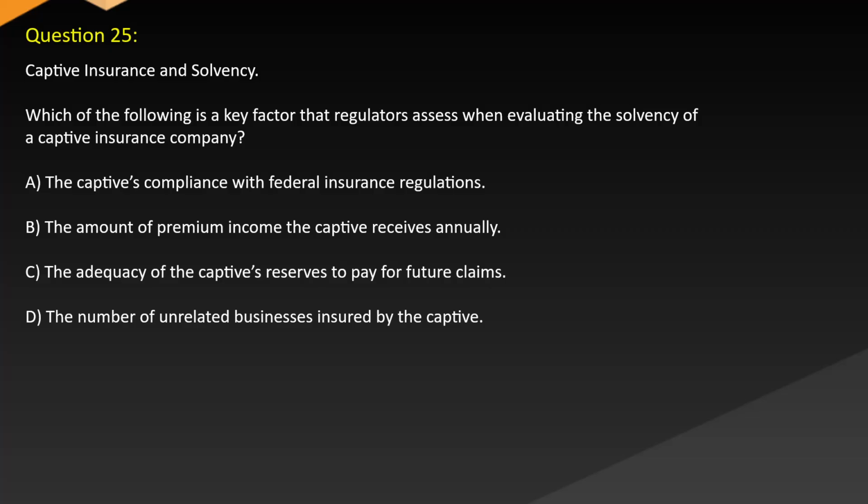Question 25. Captive insurance and solvency. Which of the following is a key factor that regulators assess when evaluating the solvency of a captive insurance company? A. The captive's compliance with federal insurance regulations. B. The amount of premium income the captive receives annually. C. The adequacy of the captive's reserves to pay for future claims. D. The number of unrelated businesses insured by the captive.